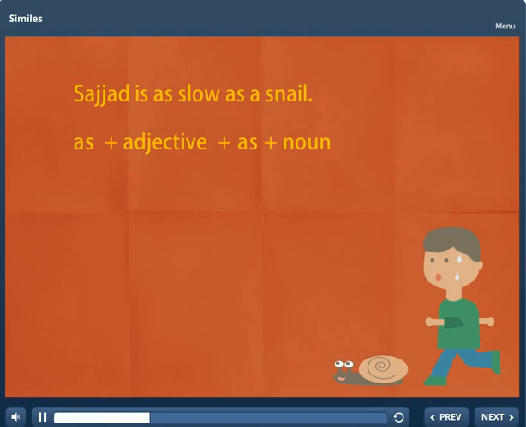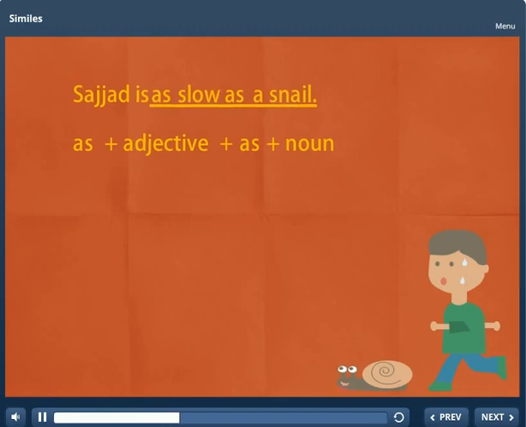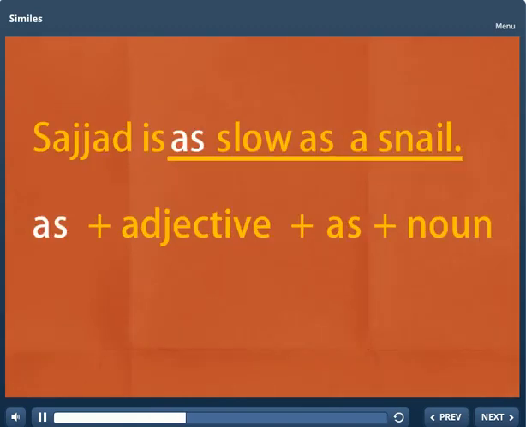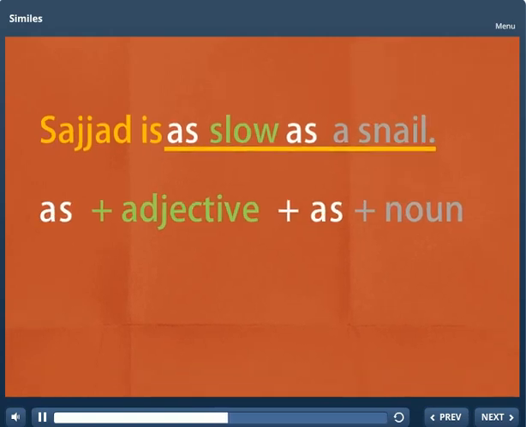For example, in the sentence, Sajjad is as slow as a snail, the simile is as slow as a snail. The simile starts with the comparing word as, then we see the adjective slow, then we see the comparing word as again, and then we see the noun snail that can be correctly described by the adjective slow.